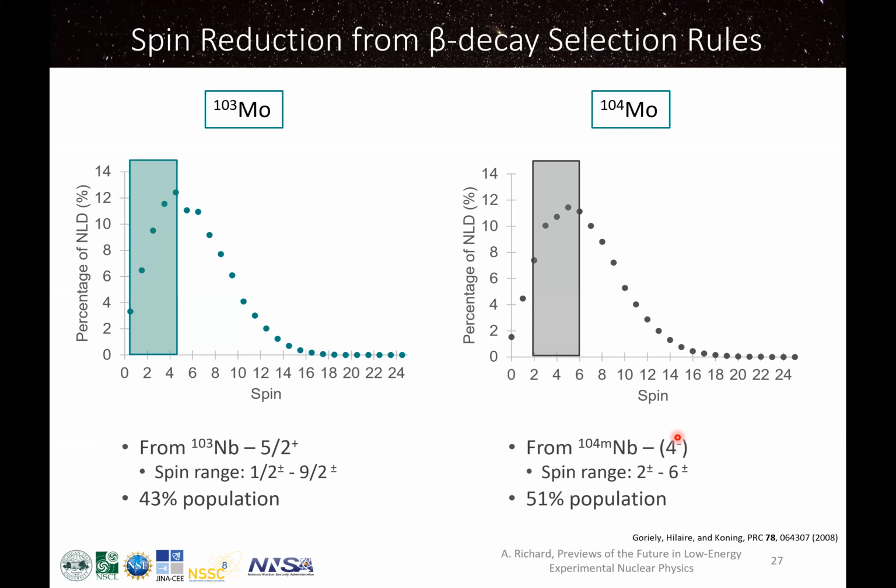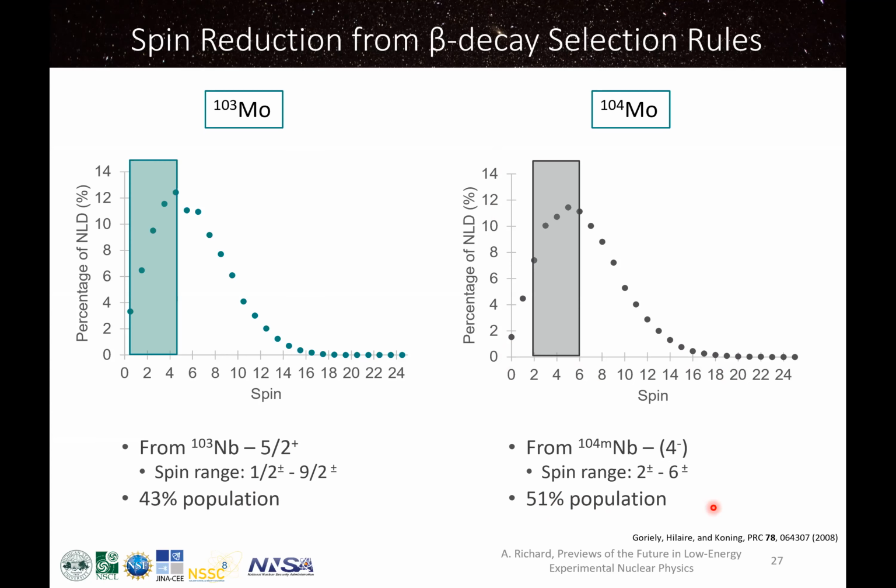If we assume that those beta decays are followed by dipole transitions, then we restrict our spin range between 2 to 6 for the case of this 4-, and then from 1/2 to 9/2 of both parities for this 5/2 state. Using those exact same Hartree-Fock-Bogoliubov calculations from Goriely, we can determine the percentage of level density populated as a function of spin. We see for the case of niobium 104, 51% population, and for niobium 103, 43% population.